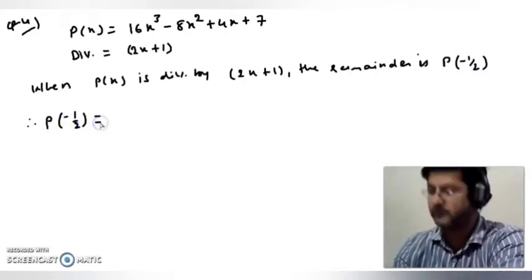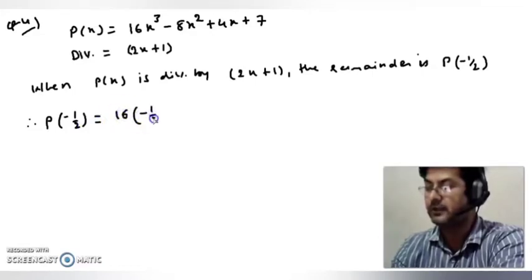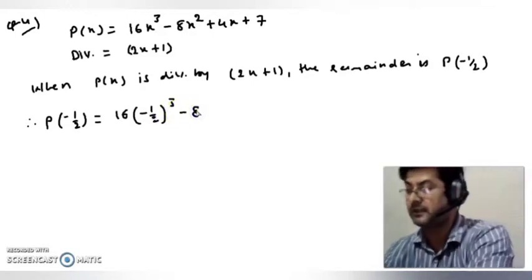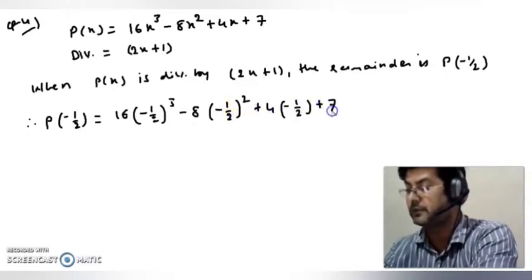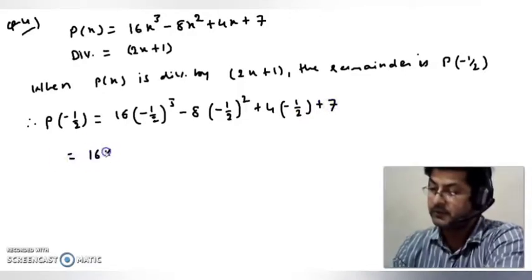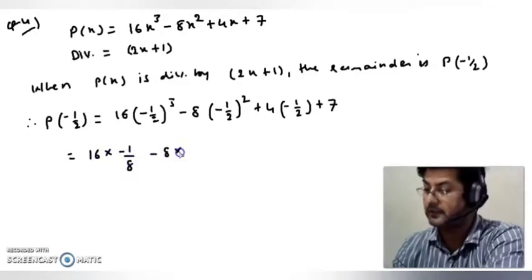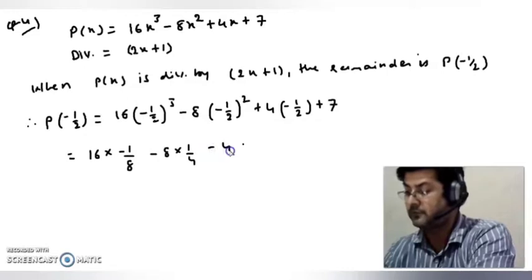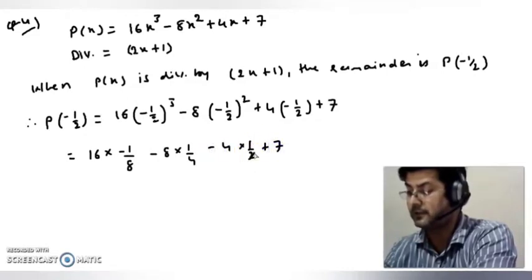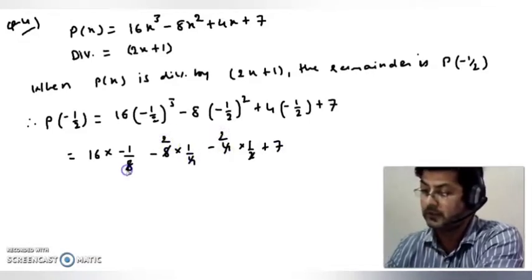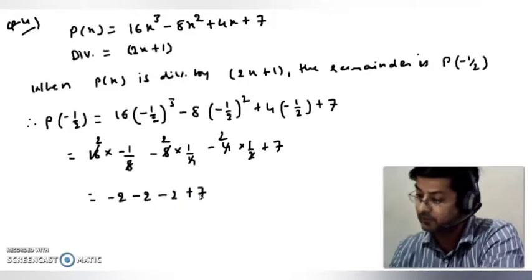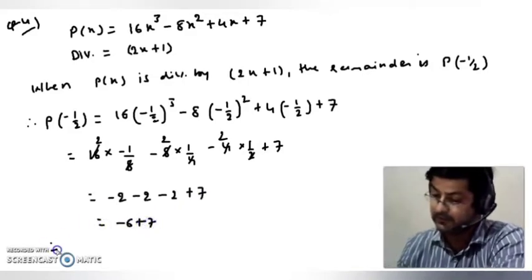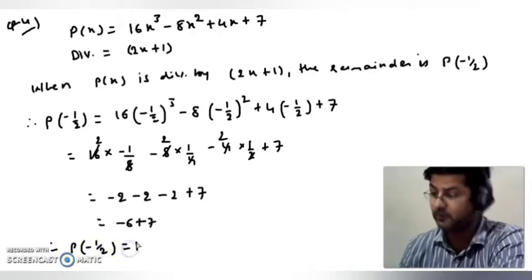P of minus 1 upon 2 is equal to 16 into minus 1 upon 2 the whole cube, minus 8 into minus 1 upon 2 the whole square, plus 4 into minus 1 upon 2, plus 7, which is equal to 16 into minus 1 upon 8, minus 8 into 1 upon 4, minus 4 into 1 by 2, plus 7. 2 eights are 16, 2 fours are 8, and 2 twos are 4, so minus 2, minus 2, minus 2 plus 7 is equal to minus 6 plus 7, and therefore p of minus 1 by 2 is equal to 1.